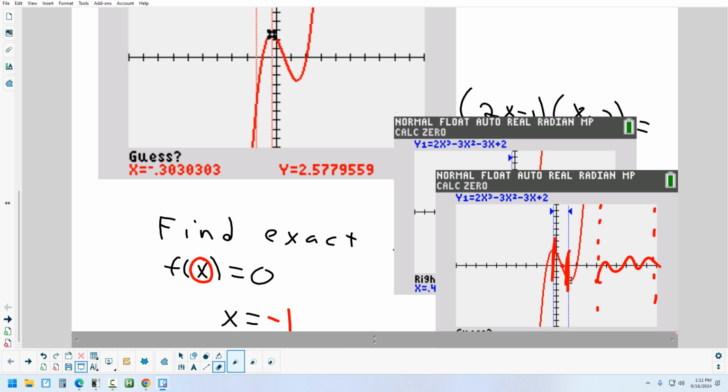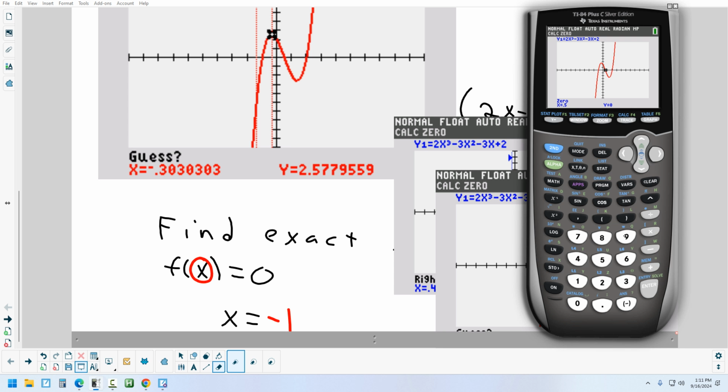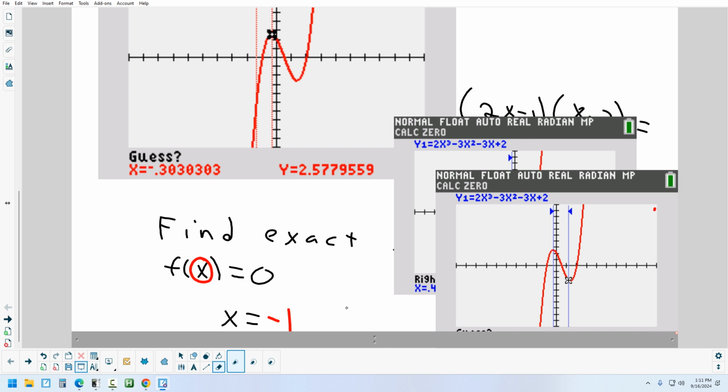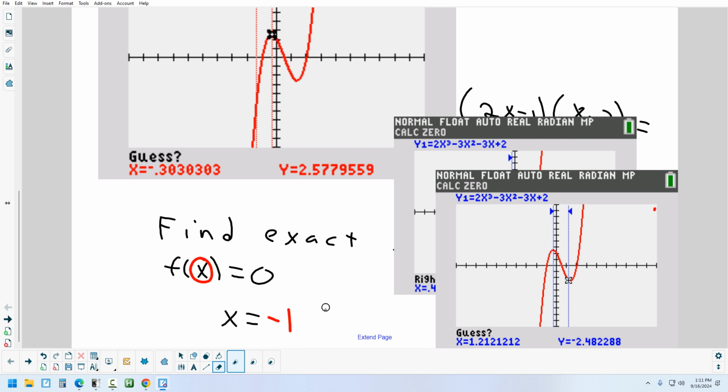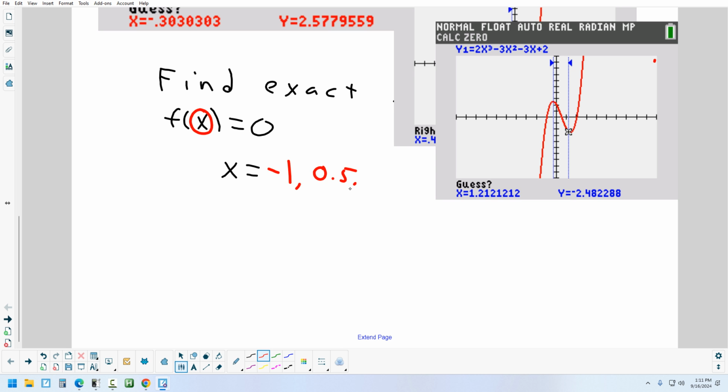Can you do it one more time? Yep, we're going to do it one more time. Okay, so that time I got -1. I got 1. Yep, negative 0.5. No, it's not negative. It's 0.5. All right, so that's the second one. Now we're going to find the third one. It looks like it's at 2. Okay, just looking at the tick marks and counting.